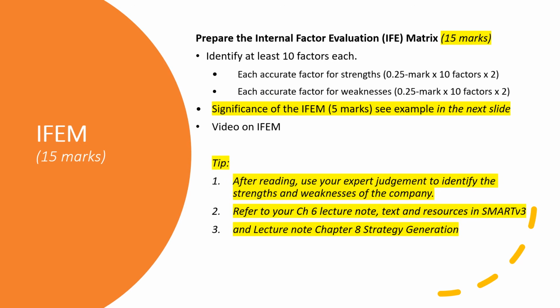Here are 3 tips here. After reading, use your expert judgment to identify the strengths and weaknesses of the company. So it is important that you need to read the annual report and other relevant information to identify the strengths and weaknesses. You can also refer to your lecture notes, text, and resources in Smart Tree. The lecture note that you can refer to is the Chapter 8 Strategy Generation.